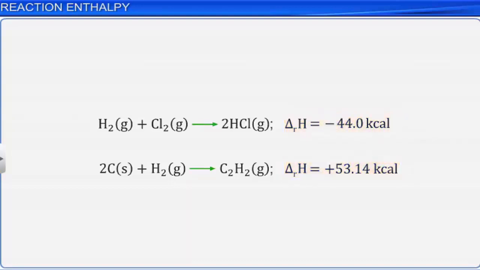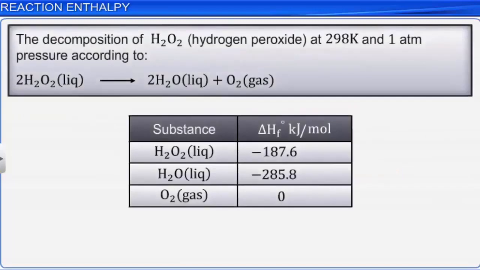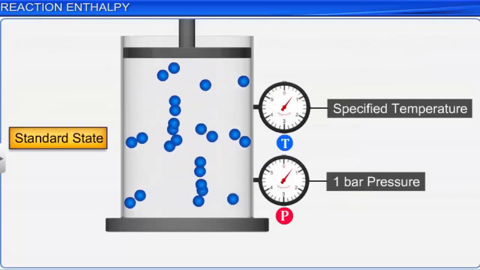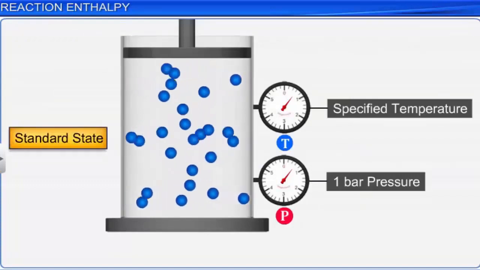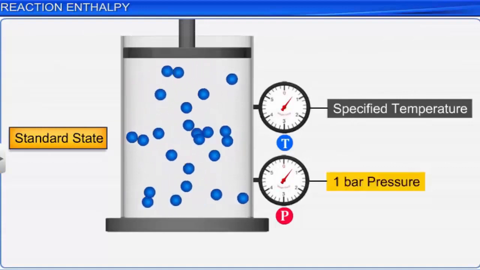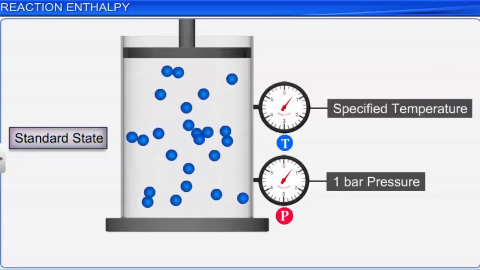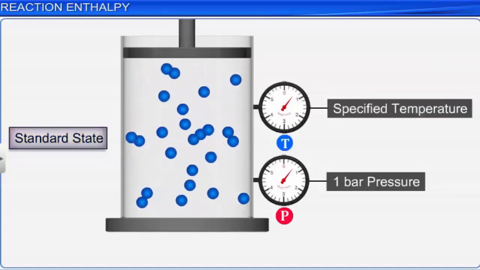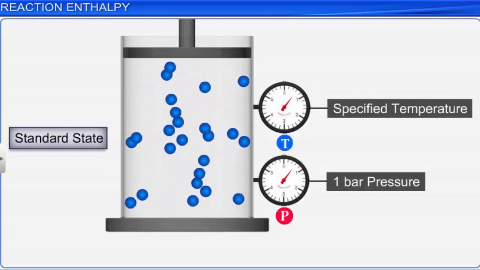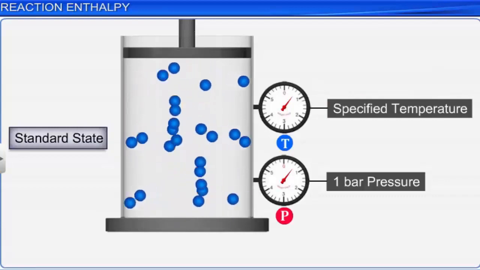The standard enthalpy of a reaction is the enthalpy change accompanying the reaction when all the reactants and products are taken in their standard states. A substance is said to be in a standard state when it is present in its most pure state under a pressure of 1 bar at a specified temperature. In other words, when the enthalpy of a reaction occurs at 1 bar pressure and specified temperature, it is called standard enthalpy.